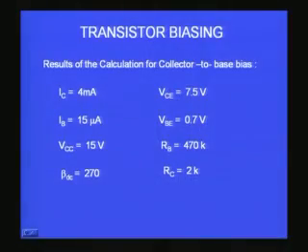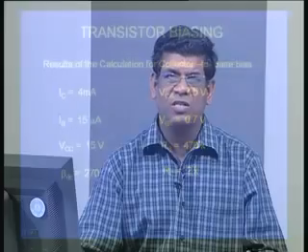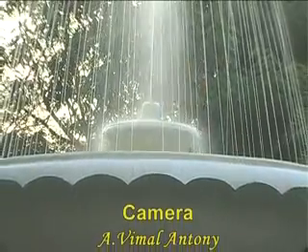So what we have done today is to look at the transistor load line, transistor output characteristics, and how the load line is a very important part of the design of any amplifier, and then we discussed two different biasing circuits, the base bias and the collector to base bias. So thank you very much.